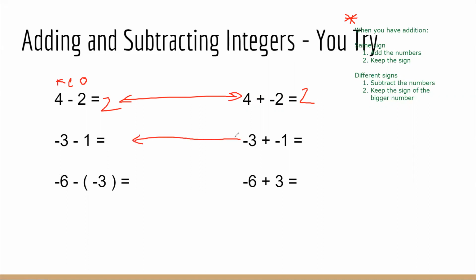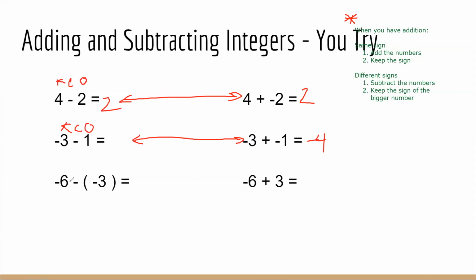This is how that KCO looks. So we've got -3 minus 1. Kind of hard to do. I can't really think about that in my head. But when I use my KCO, that changes to -3 plus -1 because we kept our -3. We changed our subtraction into addition, and then we did the opposite of that second number. Now I can see by using my addition rules that I add those two numbers together and keep the sign.